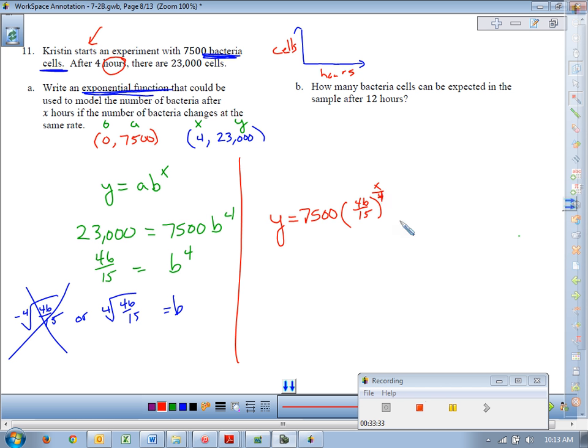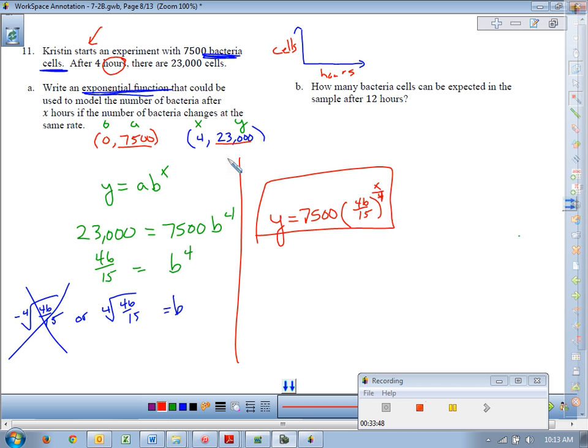Fabulous? This is the exponential situation. Is it growth or decay? It's pretty obvious that it's growth, because what happened from here to here? Did it grow or did it decay? It grew, right? And if you said growed, way to go. It growed, grew.